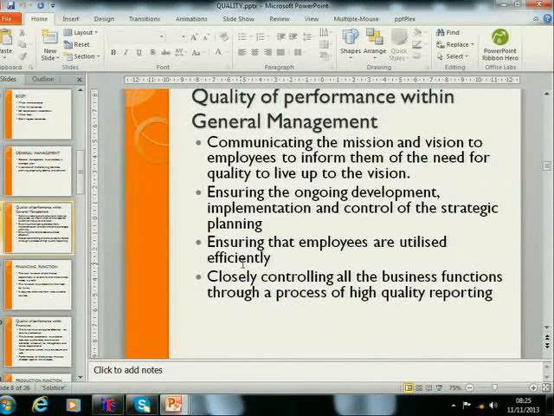So from time to time, you've got to always look at your environment, because the business environment is a very dynamic environment. It changes from time to time. So you must always be on the lookout for any changes that may impact on your business. And it is your duty in the general management function to ensure that any changes that are coming, you are fully aware of them, so that you can take action well in time.